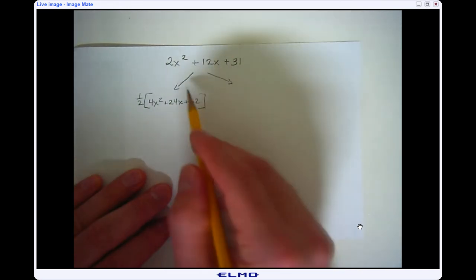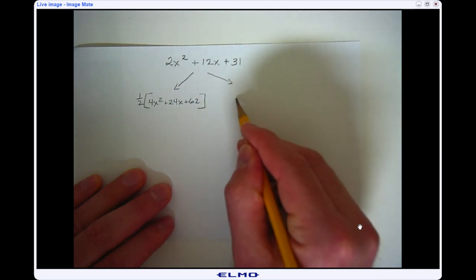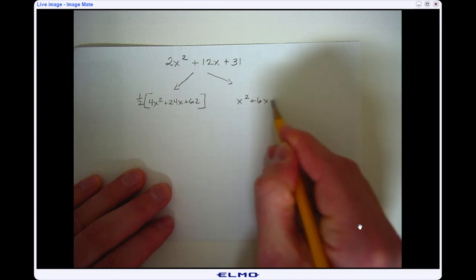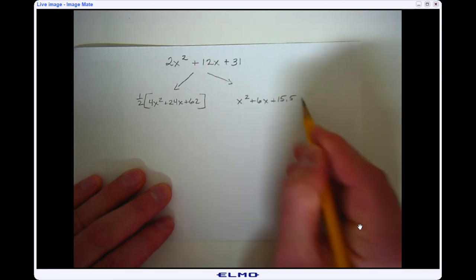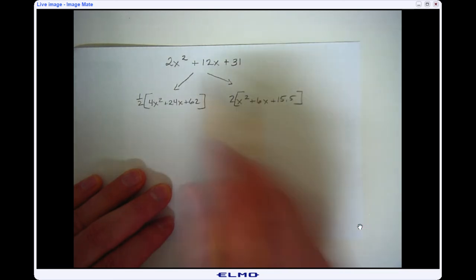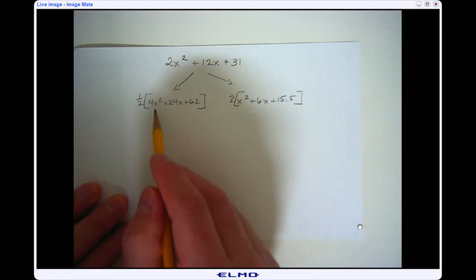Again, another way I could have done it is just divide everything by 2. And if I do that, I would end up with x squared plus 6x plus 15.5. And then I would have to put a 2 in front of it to make this equivalent to what I started with. Okay, so now I'm going to go ahead and take this one.